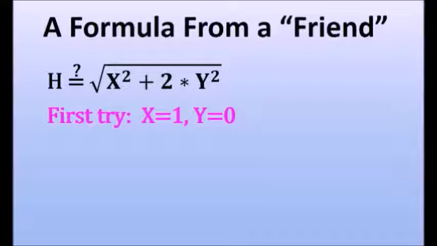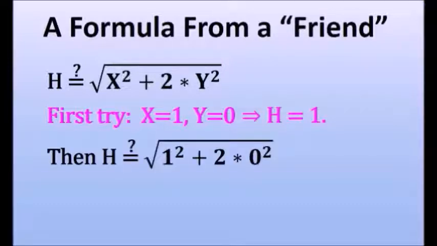Like we discussed in the previous section, we expect the hypotenuse to simply equal the length of this line, or 1. Now, let's try this out with our new formula. Using this formula and putting in the numbers, we get that h equals this. We're just putting in 1 for x and 0 for y in the formula above.